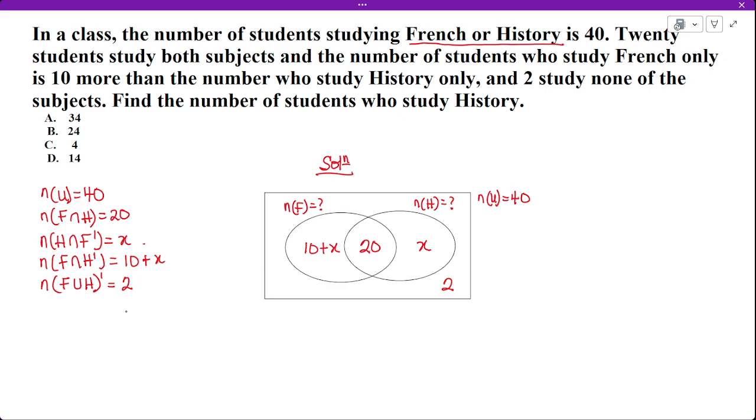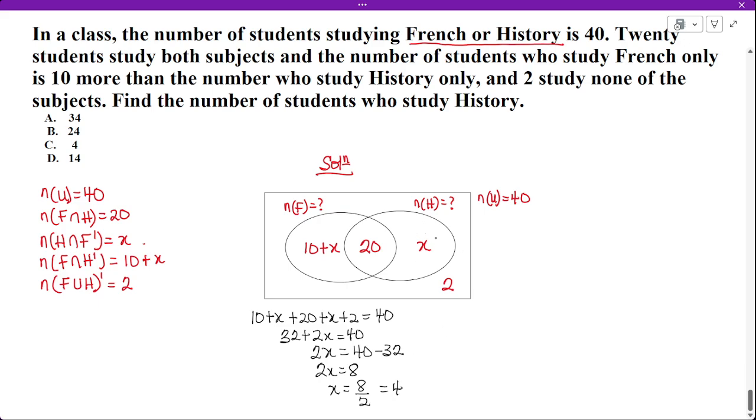So let's see. If we add everything in the Venn diagram, we are supposed to get 40 as our answer. So let's represent that. We have 10 plus X plus 20 plus X plus 2. That is everything in the Venn diagram. This gives us 40. So this gives us 32 plus 2X equals 40. Subtracting 32 from both sides of the equation, we can say 2X gives us 40 minus 32. 2X becomes 8. We divide both sides by the coefficient of X. We have X equal to 8 divided by 2, and this gives us 4.